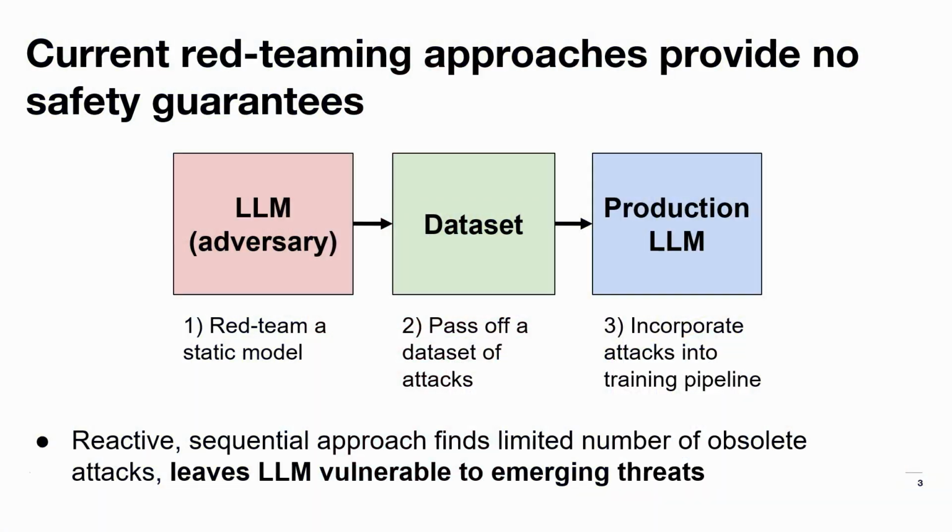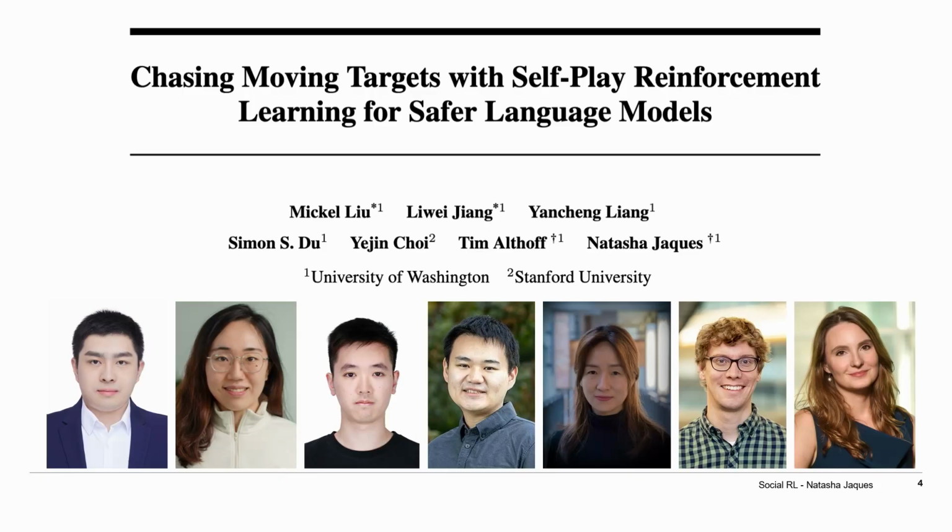Because what happens is you keep finding the same limited number of exploits over and over again. You find the optimal exploit, and it leaves your model vulnerable to emerging threats that users might come up with. So instead, what we've been working on is using multi-agent RL fine-tuning, and this is work with first authors McKell and Leeway.